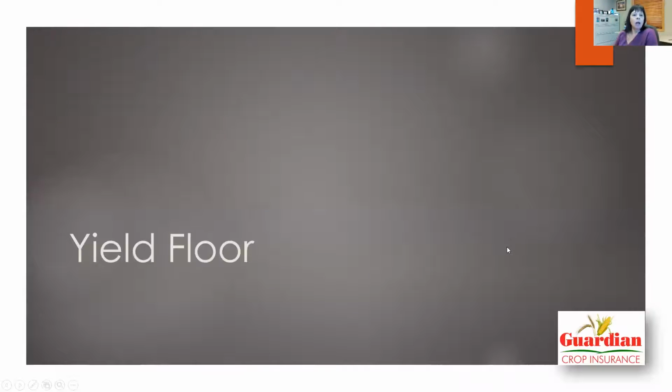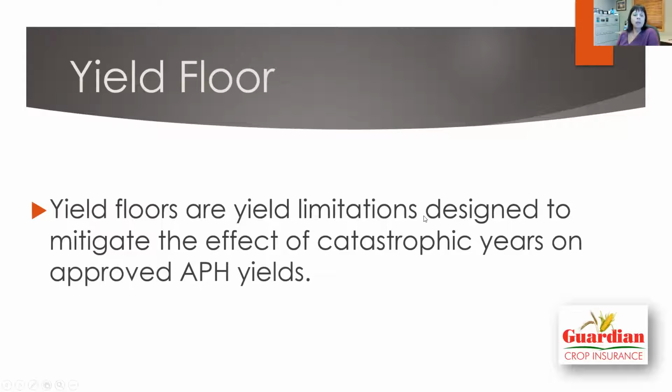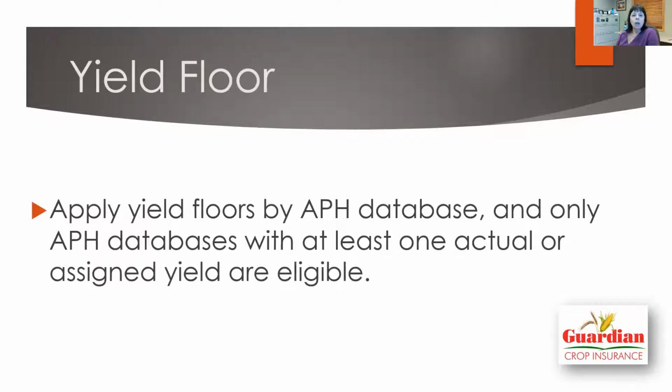So the yield floor is also an automatic yield adjustment option on your policy. Unless you have some other options, then it may not apply. But if you had no other options added to your policy, the yield floor would apply. And yield floors are yield limitations designed to mitigate the effects of catastrophic years on your approved APH yields. That would be like, let's say you have 10 years of history in there, and we had an awful spell of drought years in there. So you have like 4 or 5 years that are just horrible in your database.